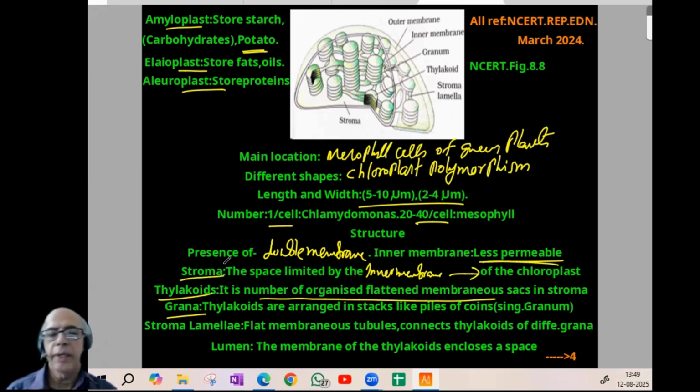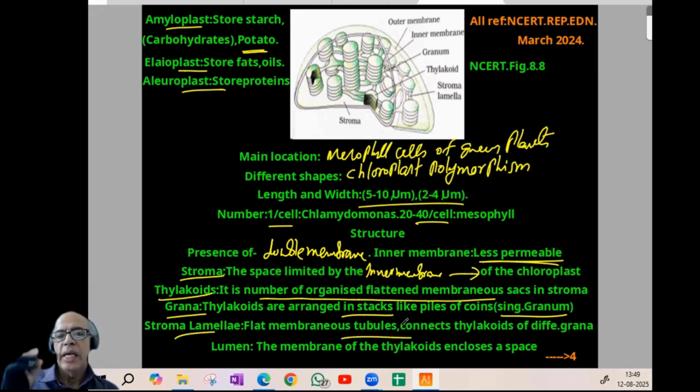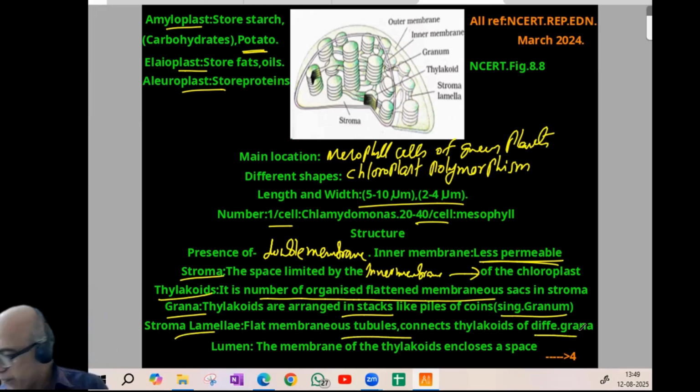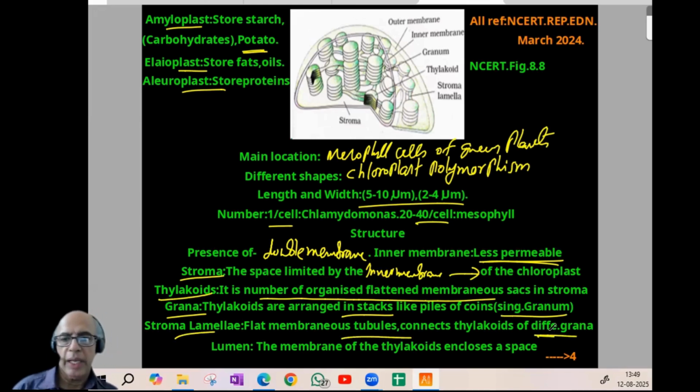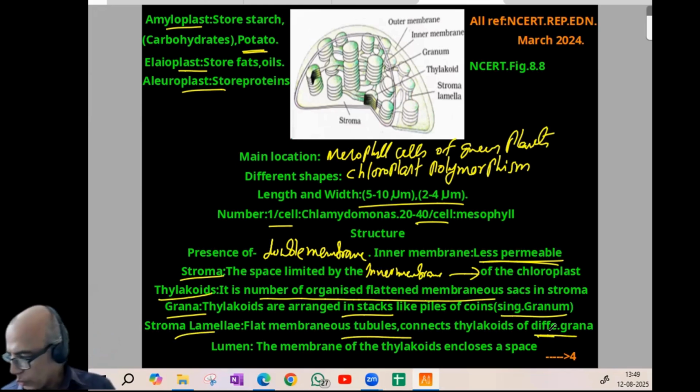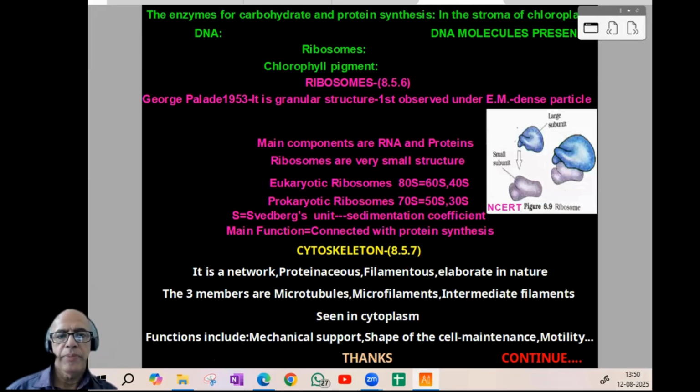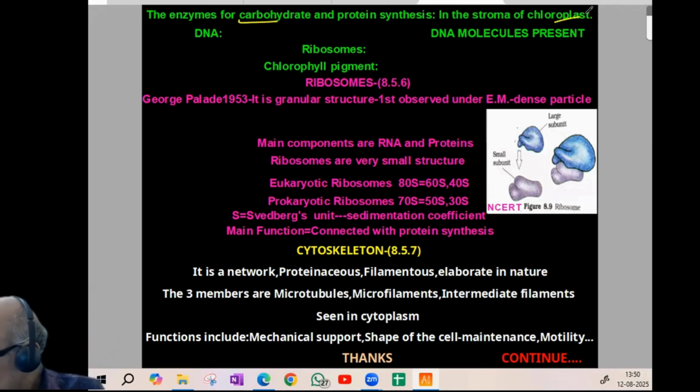Next is grana. Each one is important. Thylakoids are arranged in stacks like piles of coins, and the singular is granum. Stroma lamellae are flat membranous tubules that connect thylakoids of different grana. Lumen: the membrane of the thylakoid encloses a space called lumen. So important for theory and entrance exams. Now we can continue with chloroplast. Now enzymes. Enzymes for carbohydrate and protein synthesis are present, and in the stroma of the chloroplast it normally occurs.